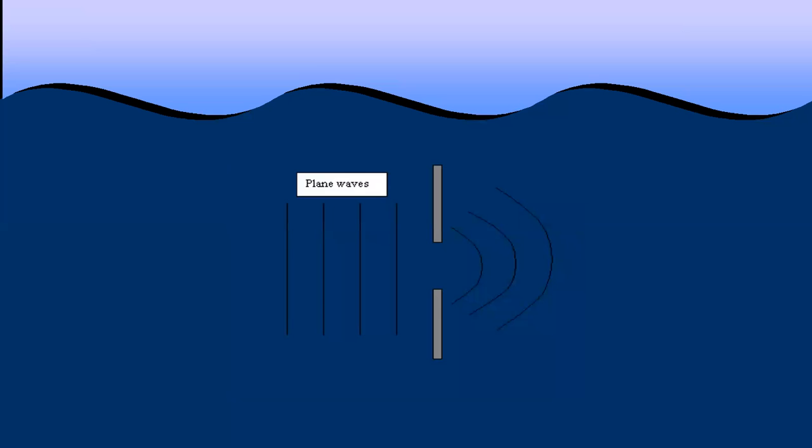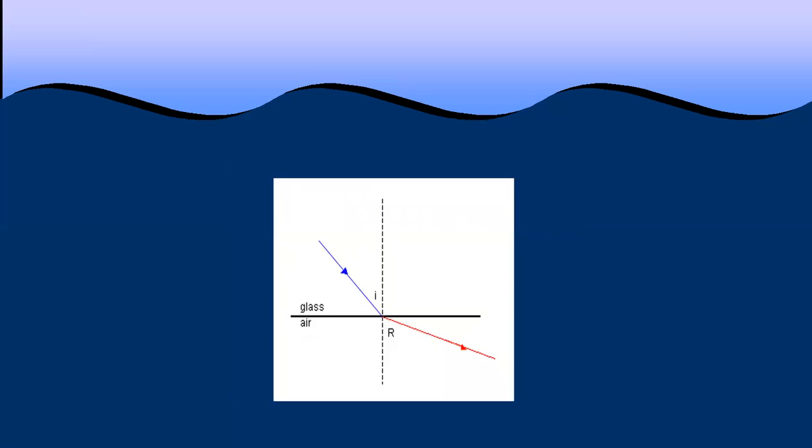Plane waves. So plane waves mean straight and flat, but then it bends through this barrier, and then it's out on the other side. What is the picture an example of? Diffusion. That is correct. Here's another example of refraction. That is correct.